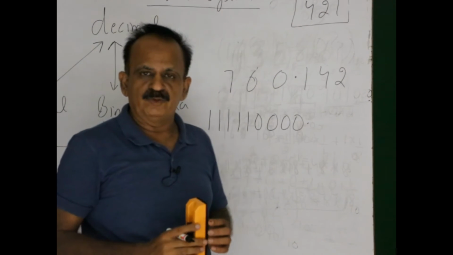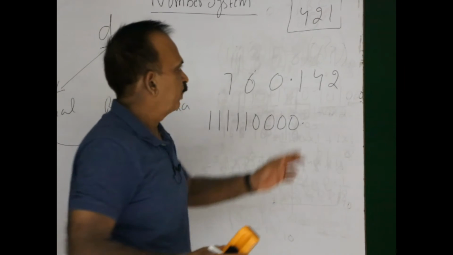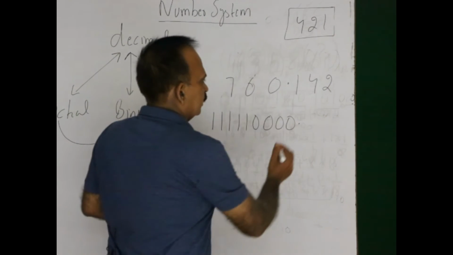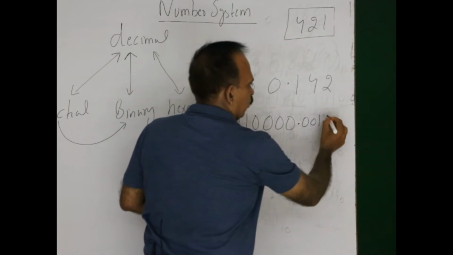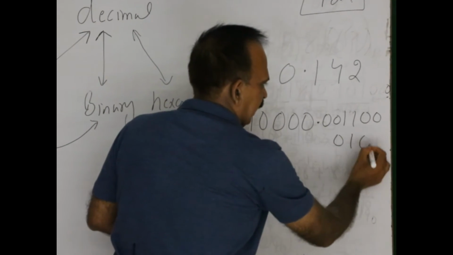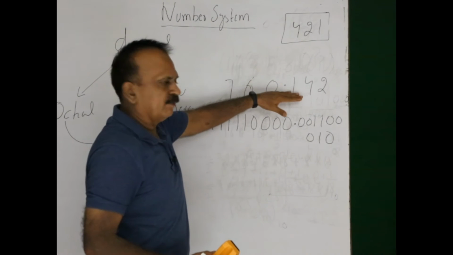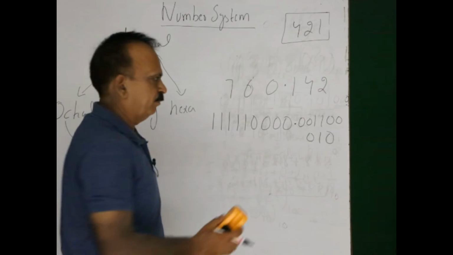The digit which I am using, I will write 1. Which I am not using, that will be 0. So the next one is 1. I need this one only, so 0, 0, 1. 4 is 1, 0, 0 and 2 is 0, 1, 0. This is how an octal number is converted into the equivalent binary number.